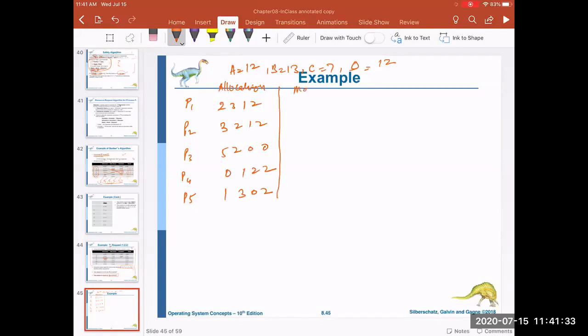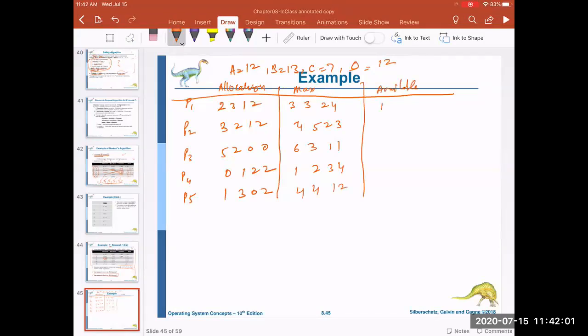The max need for this is 3 3 2, 4 4 5 2, 3 6 3 1, 1 1 2, 3 4 and 4 4 1 2. Okay, now available are 1 2 3 4, and let's make need equal to 1 0 1 2. This requires this minus this. It will be 1 3 1 1, 1 1 1 1, and it requires 1 1 1 2. Then it requires 3 1 1 0.